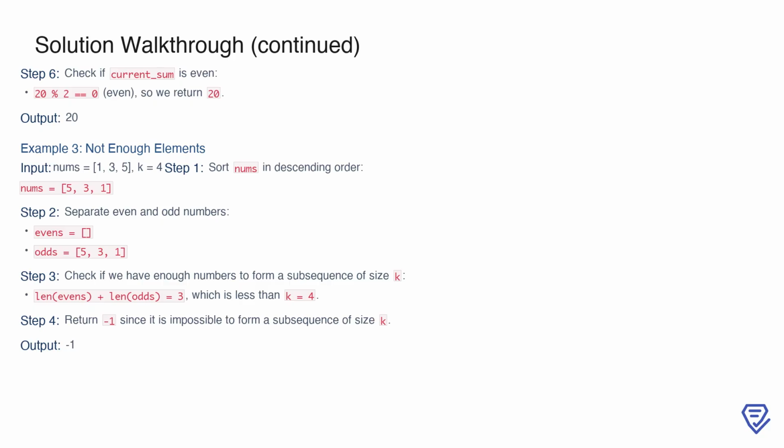Now for the third example, the input array is nums equals 1, 3, 5, and we need a subsequence of size k equals 4. We begin by sorting the array in descending order, resulting in nums equals 5, 3, 1. Separating the numbers into even and odd groups, we find that the even numbers are evens equals empty, and the odd numbers are odds equals 5, 3, 1. Here, the total number of elements is 3, which is less than k. Since it is not possible to form a subsequence of size k, we return -1 as the output.